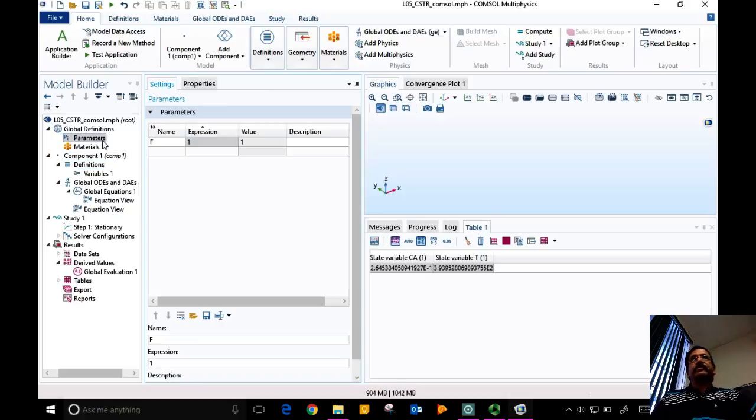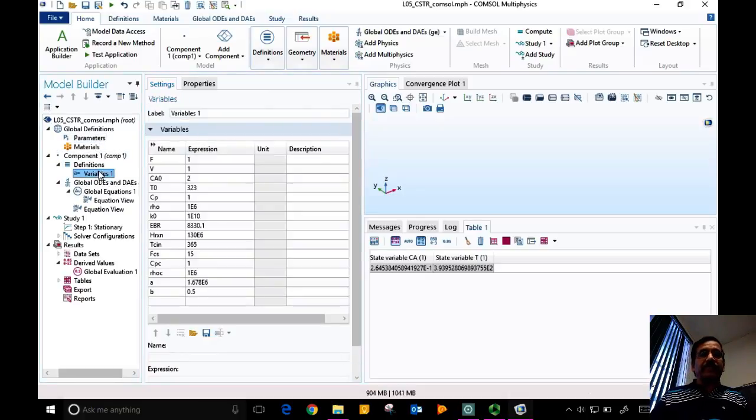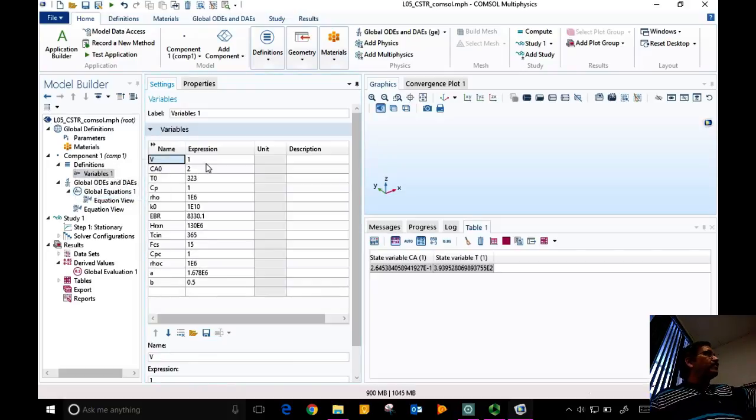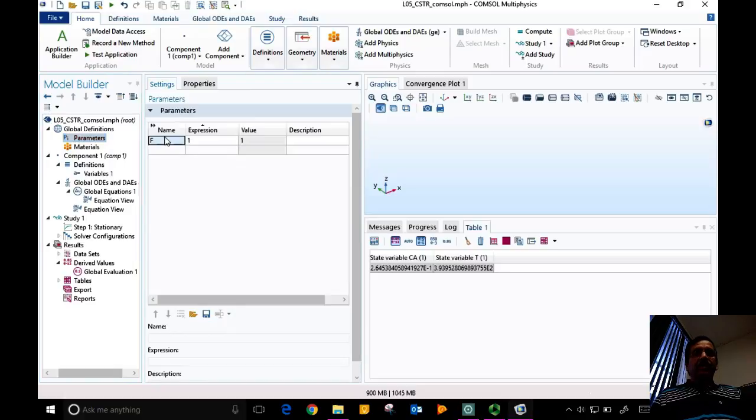That's a parameter, which is different from the variables that we have here. So I need to remove F from the variable list, because F can be defined only in one place. Otherwise, it will pick this value and keep it as constant. So I right click on this and delete it. So I have only 14 variables with constant value and one parameter which is going to have a variable value, starting with an initial value of 1.